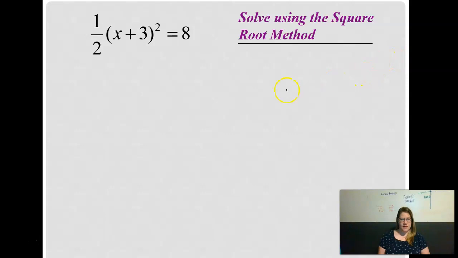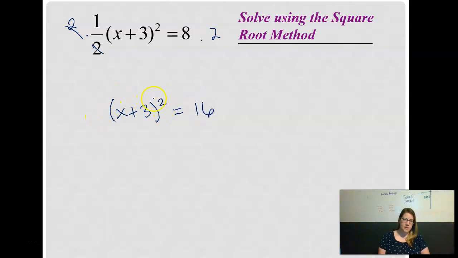All right, 1/2 times x plus 3 squared equals 8. So again, I need to undo this times 1/2 or divided by 2. Remember, timesing by 1/2 is the same as dividing by 2. So I need to multiply both sides by 2 or by 2 over 1. And that will get rid of that. So I'll have x plus 3 squared equals 16.